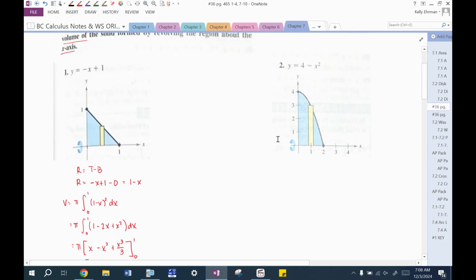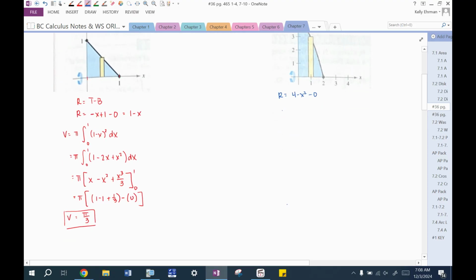Okay, for number 2, same idea here. So the radius is going to be the top minus the bottom. So the top is the function 4 minus x squared, and the bottom function is just 0. You're always connecting this rectangle to the axis of rotation. So they've done it for us, but again, if you're drawing your own picture, you connect the function that you're rotating around to the axis of rotation. So the volume is going to equal pi times the integral from 0 to 2, just looking at where the graph is marked off, of r squared dx.